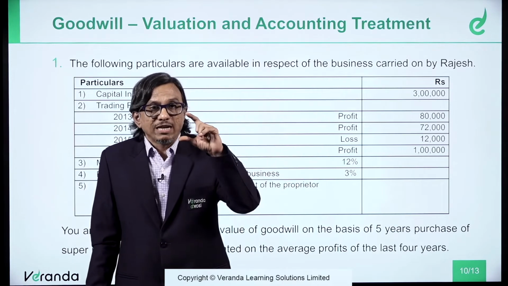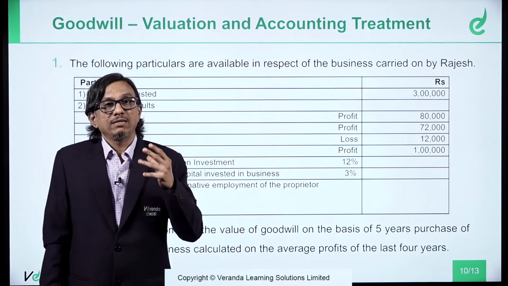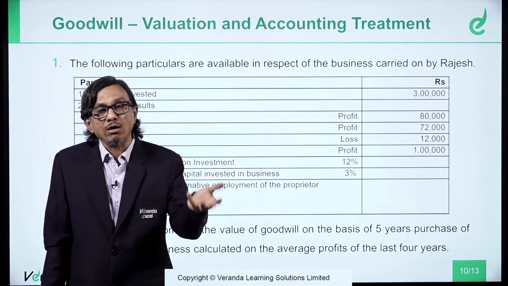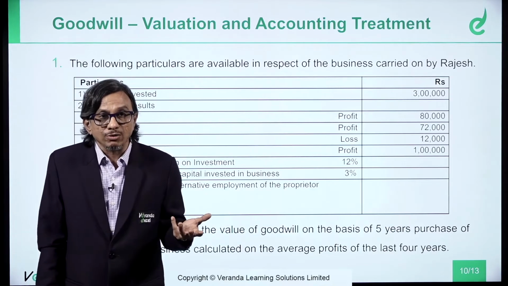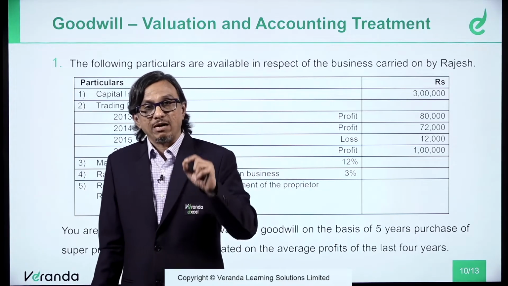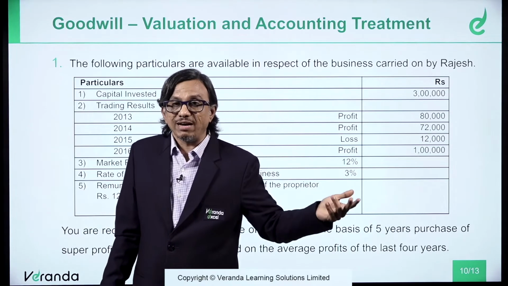If the difference between average and normal profit is negative, then you have to say the value of goodwill is nil. The business does not have any goodwill at all. If it is positive, then we call it as super profit. That is multiplied by the number of years given in the problem. We will get the value of goodwill.